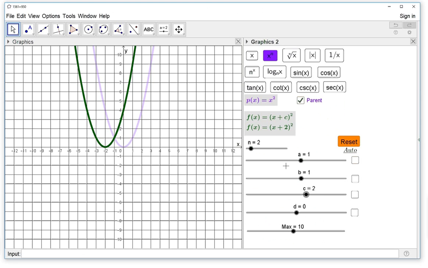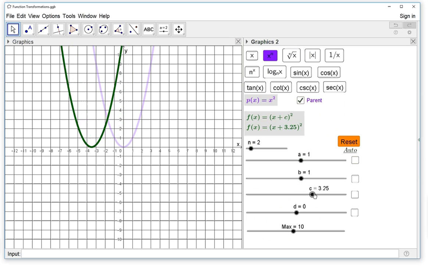Let's look at x plus 5 squared. So we're going to make our c value plus 5. And as you can see, what happens graphically when we make c plus 5, again, we can see that the transformed graph shifted 5 units to the left from our original graph. In other words, the x values were subtracted by 5 to have the same y values as our parent graph.